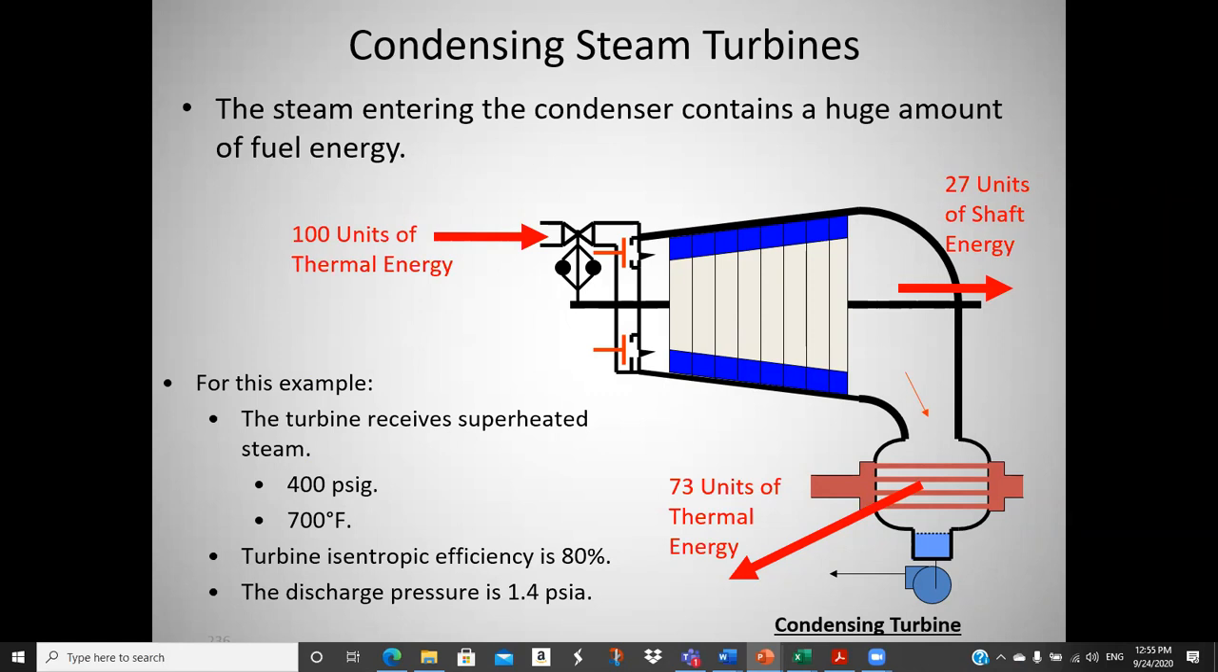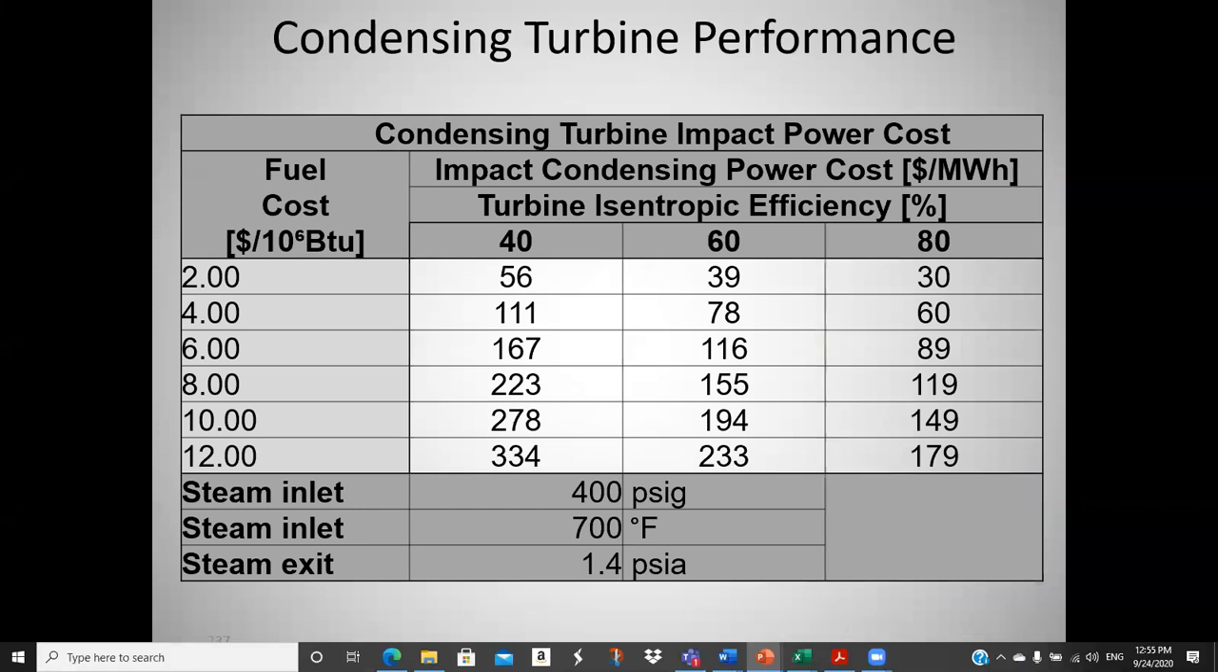Turbine receives superheated steam, in our example 400 psig and 700 degrees. Isentropic efficiency here, big turbine, is assumed to be 80%, and the discharge condenser pressure is 1.4 psi. That was the basis of these calculations. If you look at the performance, it's much harder to make money with a condensing turbine, and it's because of all the throwaway of the energy.